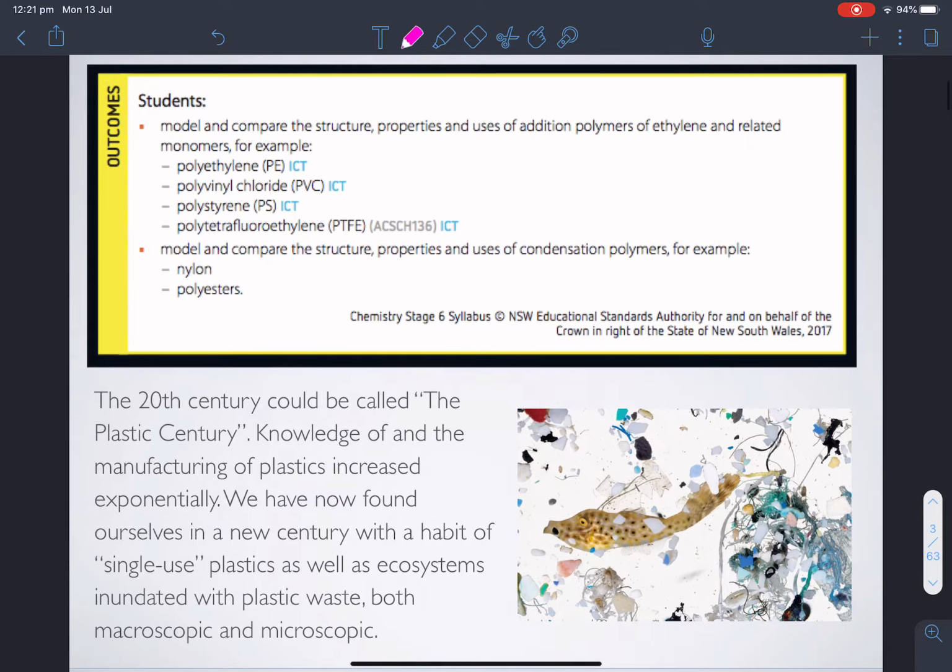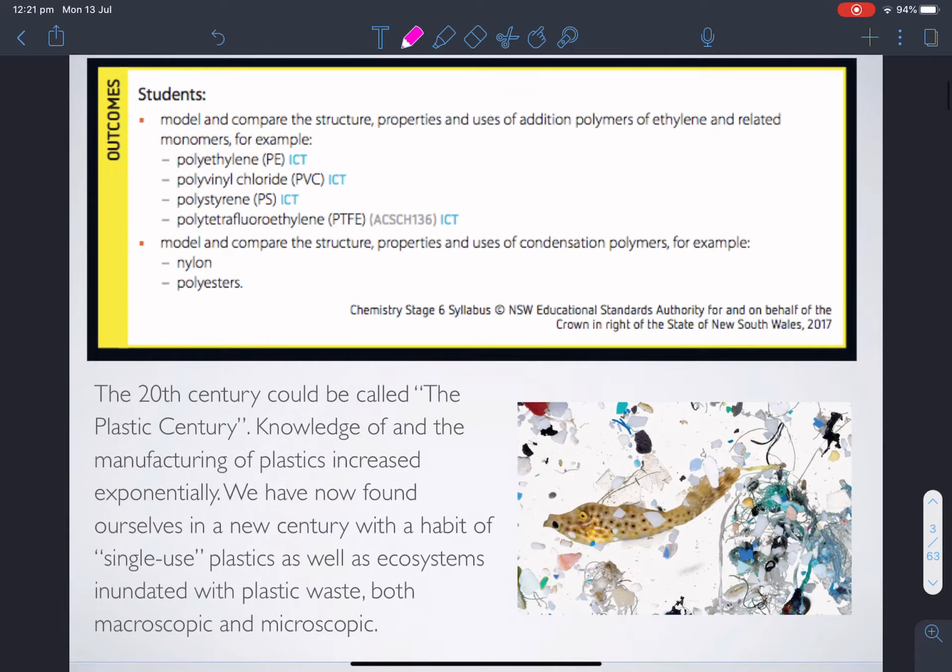Alright, there's the syllabus points, a little bit of context here. So the 20th century could be called the plastic century. Knowledge of and the manufacturing of plastics has increased exponentially over the 20th century into this century. So we've now found ourselves in a new century with the habit of single-use plastics, as well as ecosystems inundated with plastic wastes, both small plastic and large plastic, the macroscopic and the microscopic.